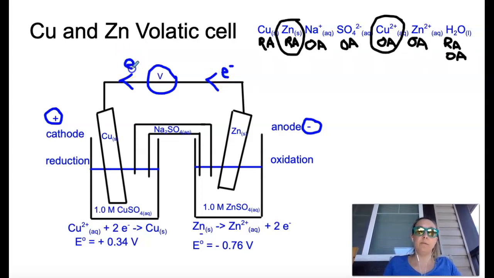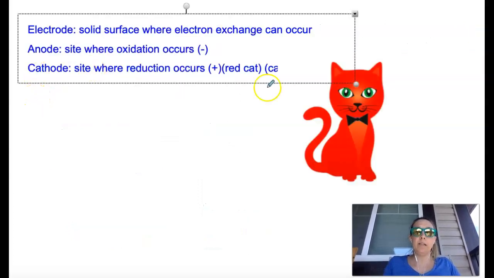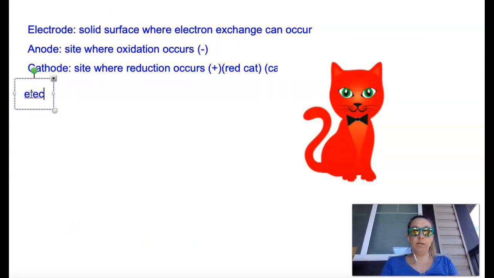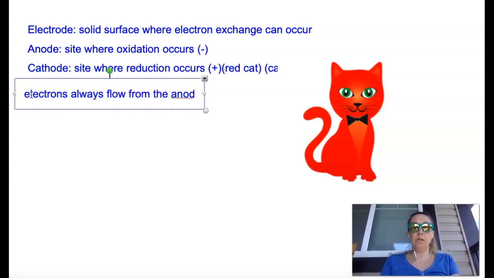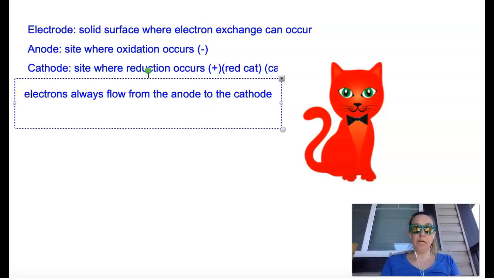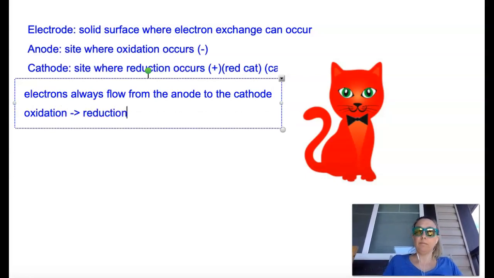Then we're going to indicate that that is the flow of electrons. So what you find, I'll add this to this slide here, is that electrons always flow from the anode to the cathode. And the reason for this is they're going from the site of oxidation to the site of reduction.